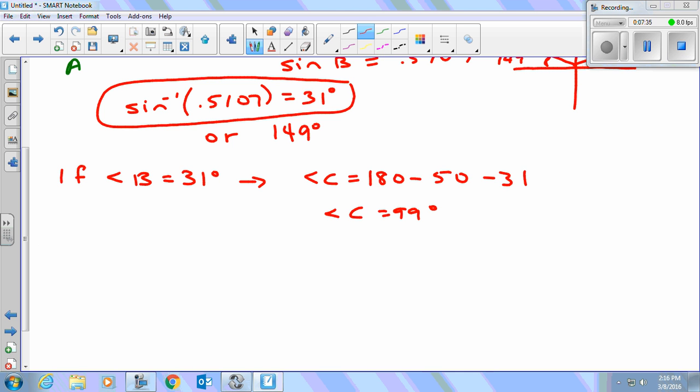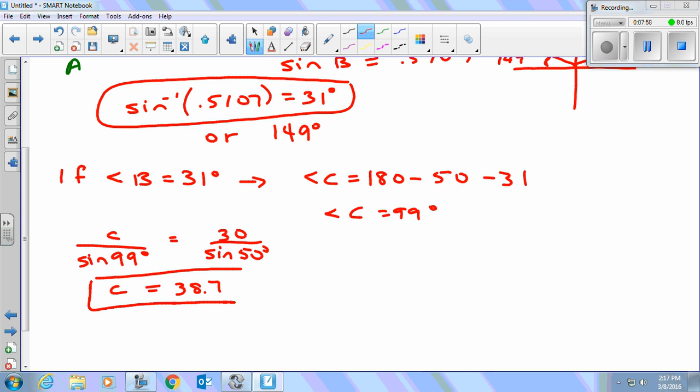So now to get side C, we can say that C over the sine of 99 degrees is equal to 30 over sine 50. So we'll rearrange that equation, multiply both sides by sine 99, and we get that C is 38.7 units long. Okay, so that works quite nicely.